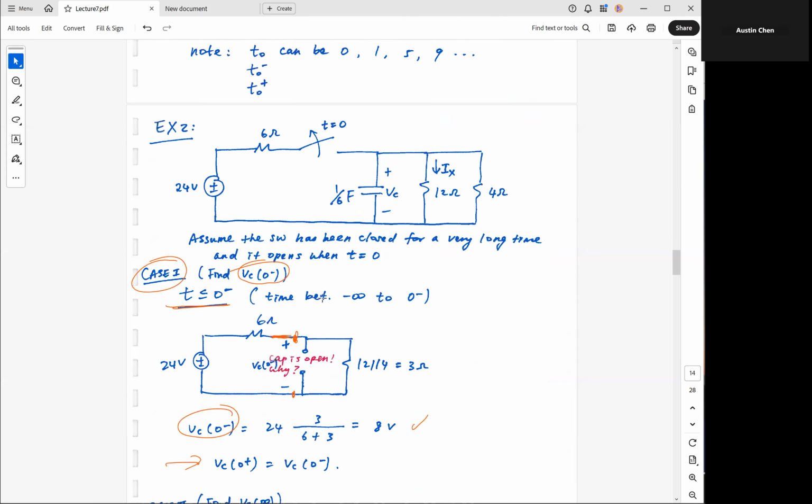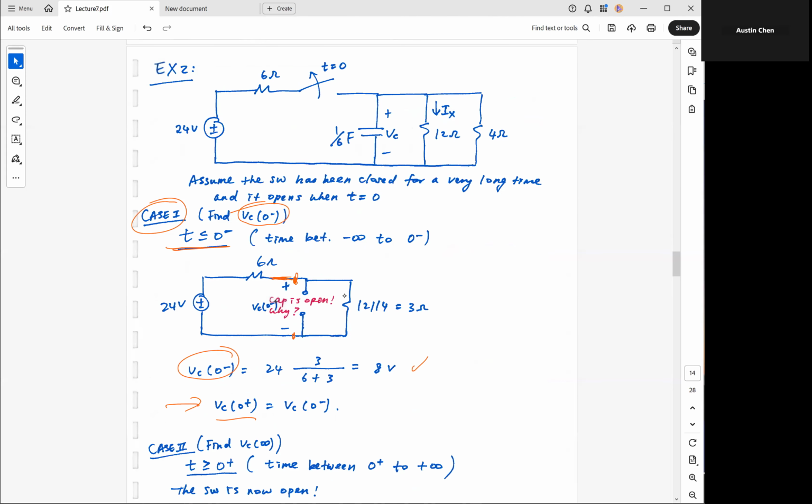So we go back here. VC at 0 plus is equal to VC at 0 minus, which is equal to 8 volts, and this is due to the continuity property. So this is one very critical step. The reason why we wanted to find this VC at 0 minus is so that we can make this claim. That's why we have this case number 1 that we need to look at. It's sort of an intermediate step for us to get to this VC at 0 plus.